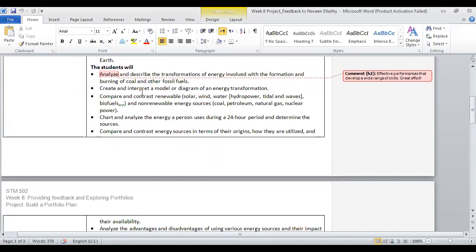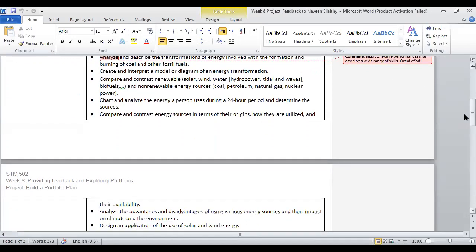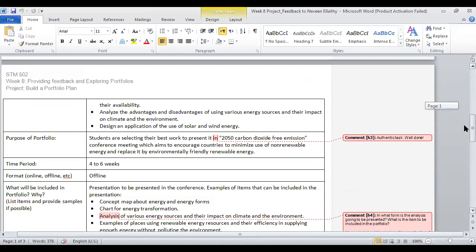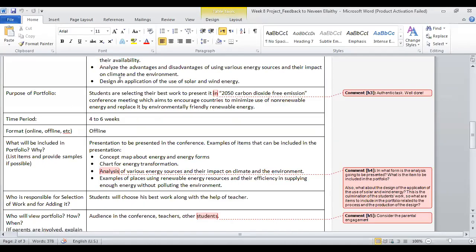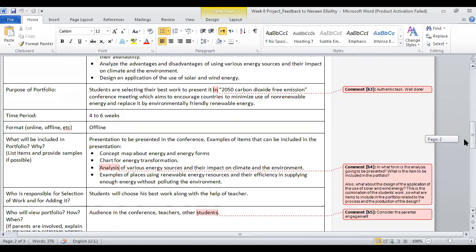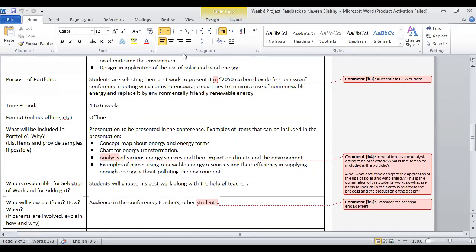They are going to create and interpret a model or diagram of energy transformation, compare and contrast. They're going to chart, analyze. So these are really, really good objectives. Okay. And at the end, they are going again to design a prototype or an application of the use of solar and wind energy. Okay. Here she created a simulation of a real world purpose of the portfolio.